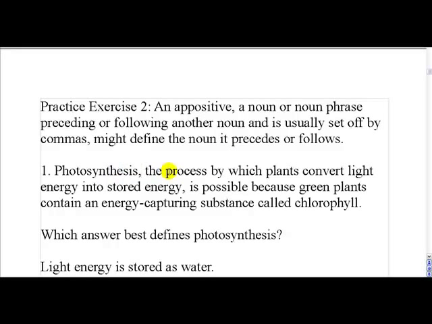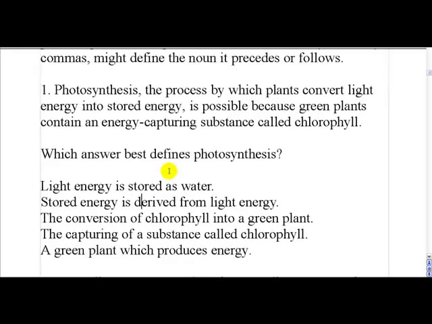So it's the process of plants converting light energy into stored energy. So of course, your question is, which answer best defines photosynthesis? Light energy is stored as water. Stored energy is derived from light energy. The conversion of chlorophyll into a green plant. The capturing of a substance called chlorophyll and a green plant which produces energy. Your best answer is stored energy is derived from light energy.